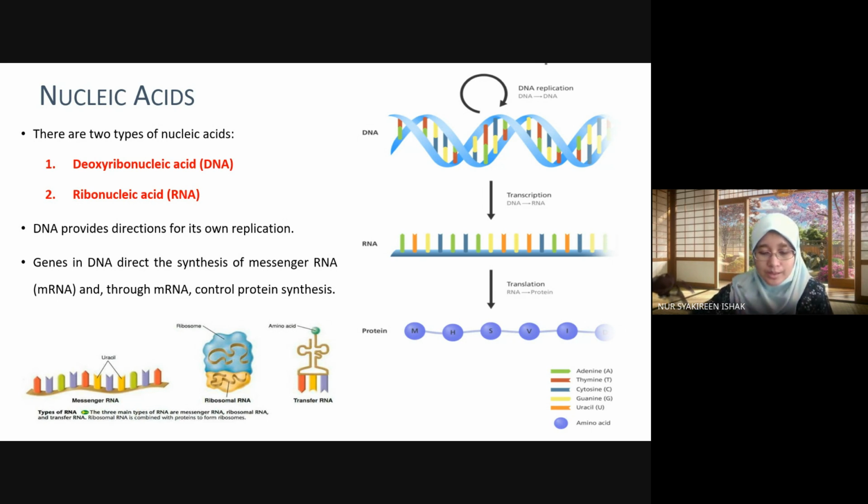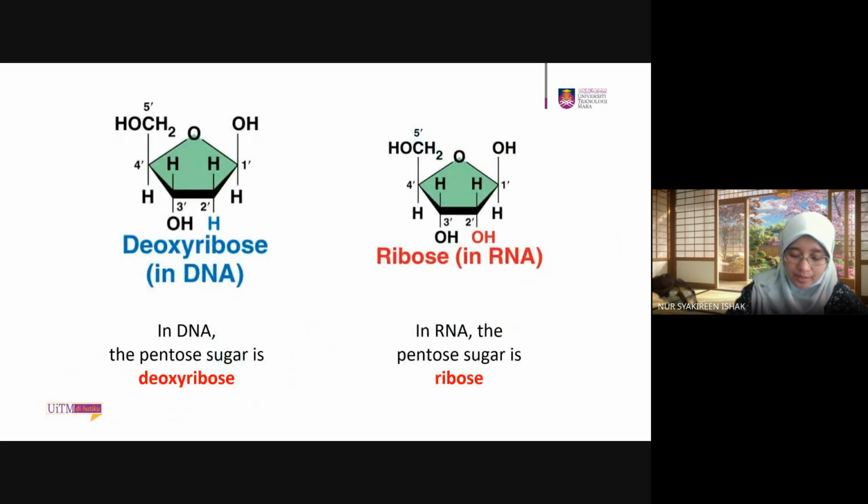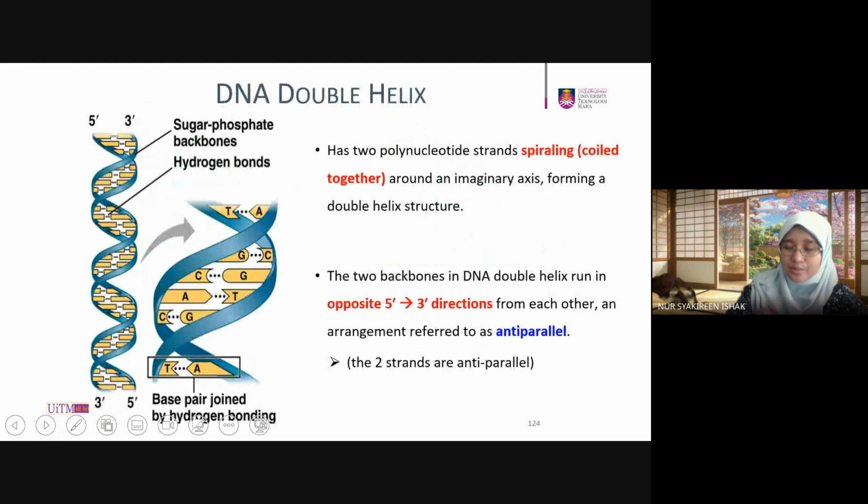Okay. So this one here, there are 2 types of nucleic acid, the DNA and also the RNA. DNA provides the direction for its own replication. Genes in DNA direct the synthesis of mRNA, and through mRNA control protein synthesis. Inside our cell there will be the nucleus. Inside the nucleus there will be the DNA. Inside the DNA there will be genetic codes. We call it a gene. So each individual gene will code for the synthesis of protein, right?